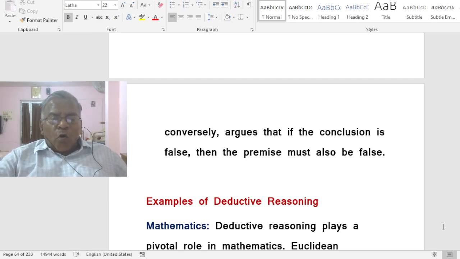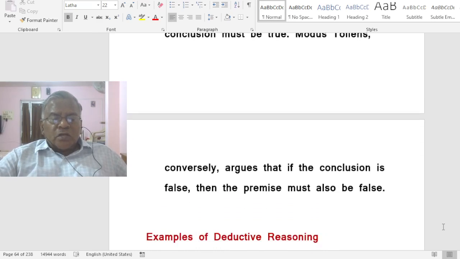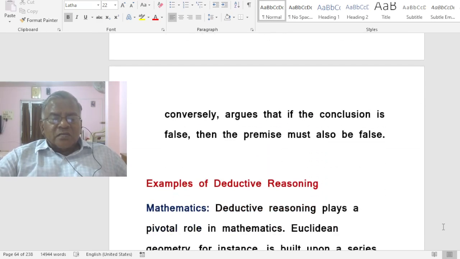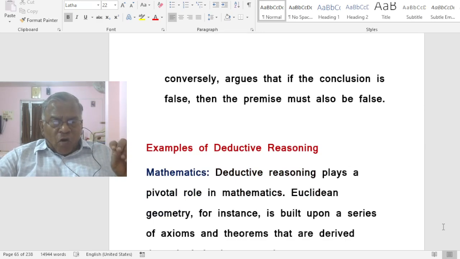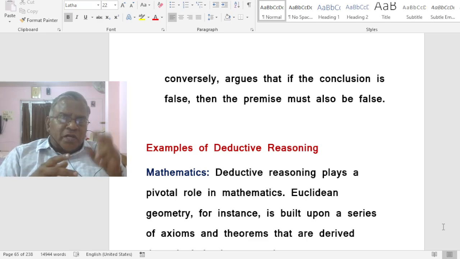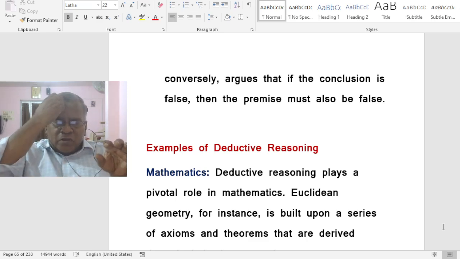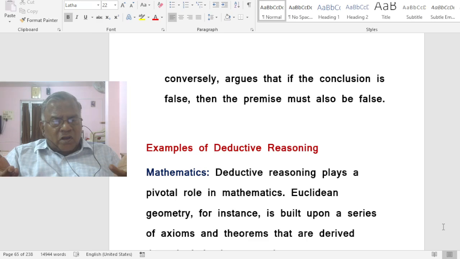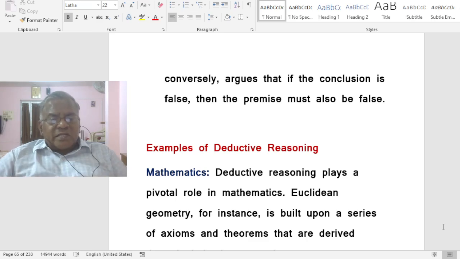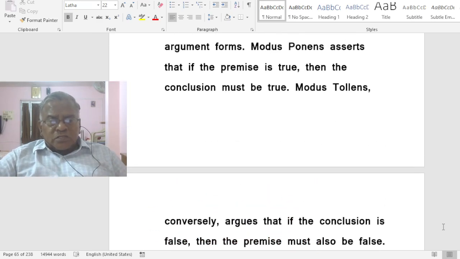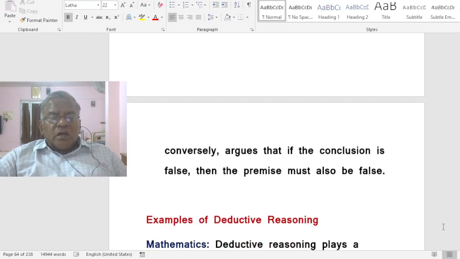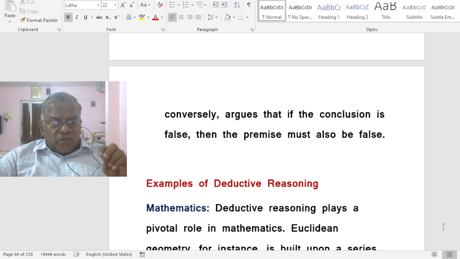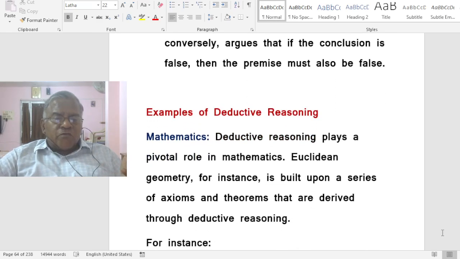That is called modus tollens. Modus tollens says if the conclusion is false, then the premise must also be false. The conclusion comes from the premises. If any one of the premises is false, naturally the conclusion should be false. It cannot be true. You got the point? So that is the idea here. Modus tollens argues that if the conclusion is false, then the premises must also be false.